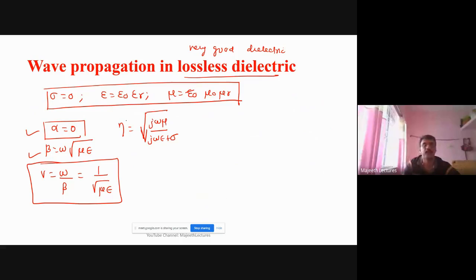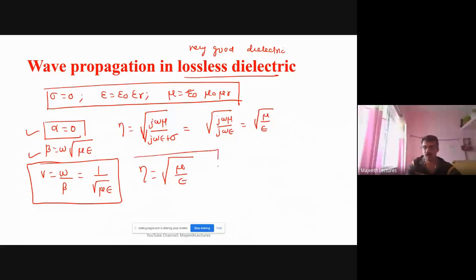And eta, in the first video I told itself, eta is equal to root of j omega mu by (j omega epsilon plus sigma). Here sigma is equal to 0, so it will be root of j omega mu by j omega epsilon, that is root of mu by epsilon. That's the intrinsic impedance. So these 4 parameters' values you must remember.